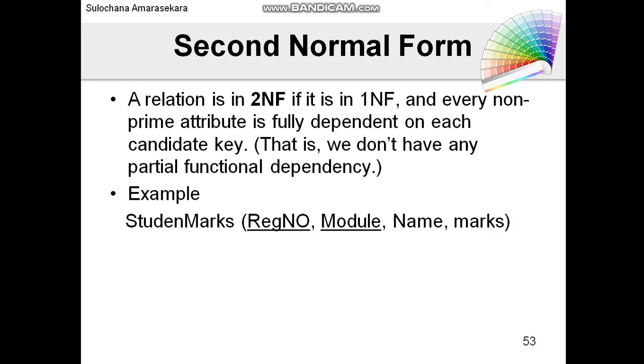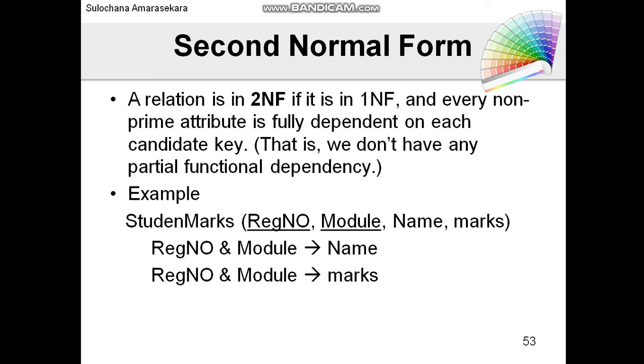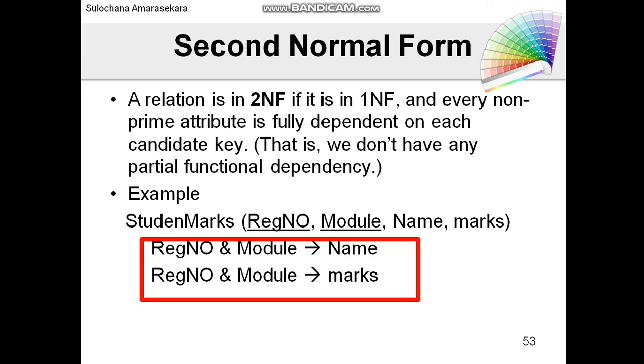First, I am going to consider every functional dependency in this table with primary key. First, name functionally depends on registration number and module. Next, marks functionally depend on registration number and module. You can see here our example contains two functional dependencies with primary key.